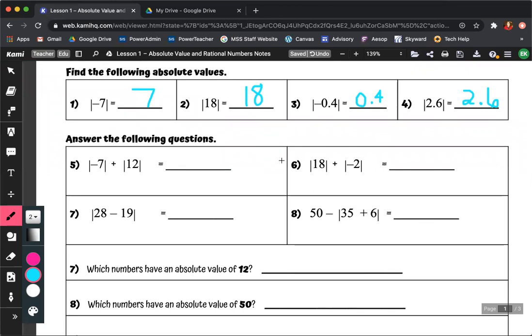We can also do them with different types of expressions. Later on in this unit, we will incorporate some more difficult expressions with absolute value, but since we haven't gotten into adding and subtracting positive and negative values, right now we're just looking at some basics. So I like to write underneath, okay, the absolute value of -7 is 7, absolute value of 12 is 12, 7 plus 12 is 19. For number 6, absolute value of 18 is 18, absolute value of -2 is 2, 18 plus 2 is 20.